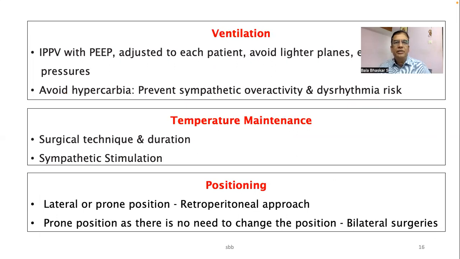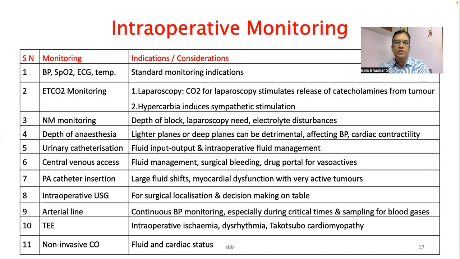Ventilation has to be adjusted, including the PEEP, for each patient, so control the blood pressure based on PEEP also. We have to avoid high airway pressures and avoid hypercarbia. Definitely there is a risk of dysrhythmia in these patients. Temperature maintenance intraoperatively is very important if there is an adrenergic surge. Positioning considerations, including joint positions and the respiratory and cardiovascular effects of positioning, must be considered. For example, a retroperitoneal approach would need a lateral or prone position, and for bilateral surgeries the patient is kept in the prone position.